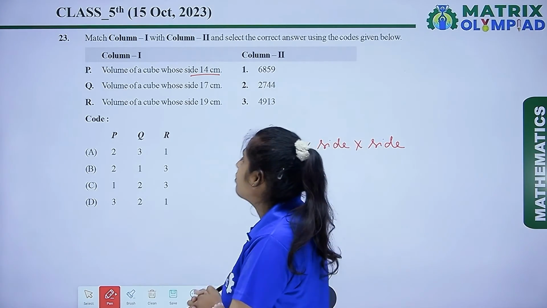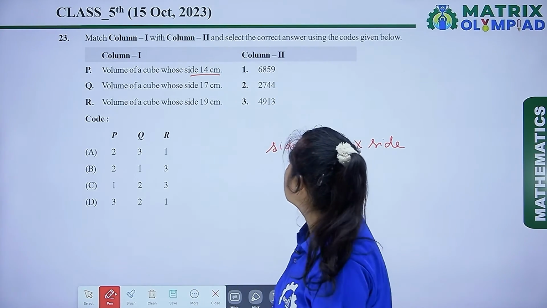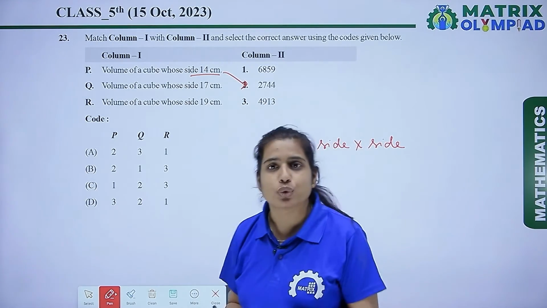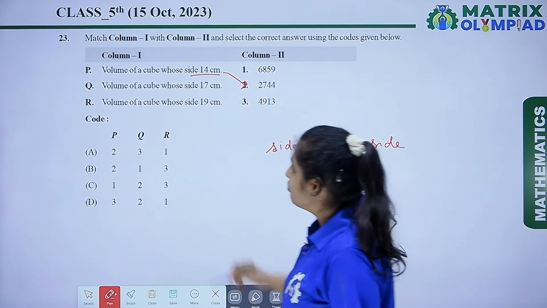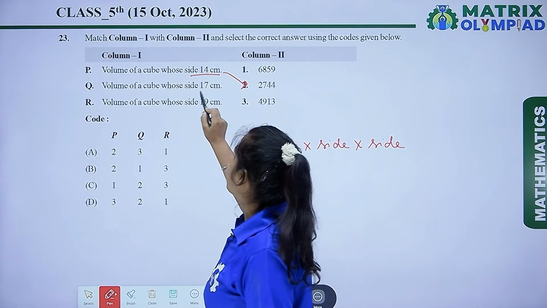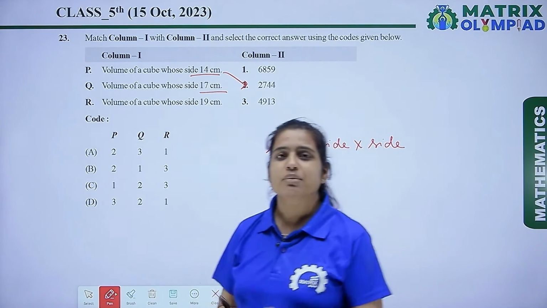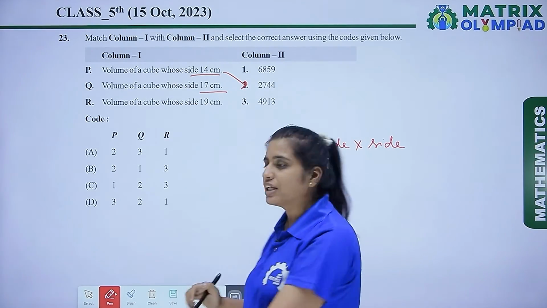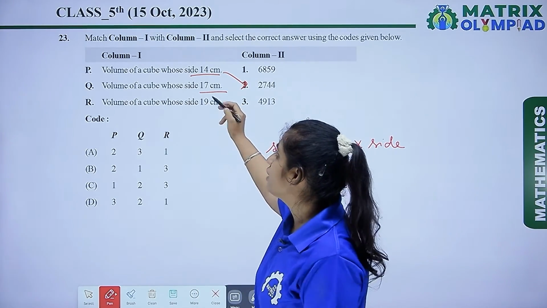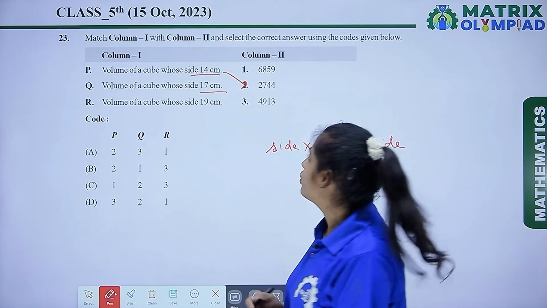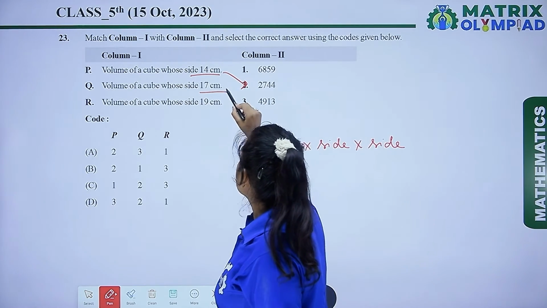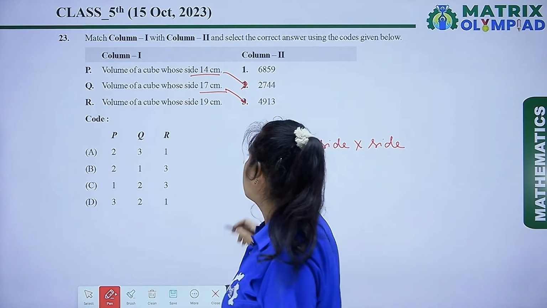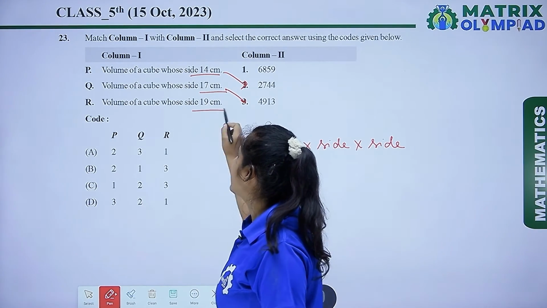So after multiplication, what you will get? You will get 2744. Now for cube, वॉल्यूम ऑफ क्यूब उस साइड इज 17 सेंटीमीटर. अब 17 सेंटीमीटर वॉल्यूम आपको फाइंड आउट करना है, तो 17 मल्टीप्लाई बाय 17 मल्टीप्लाई बाय 17. तो 3 टाइम्स आप जब 17 को मल्टीप्लाई करोगे, सो हियर यू विल गेट 4913. क्लियर?